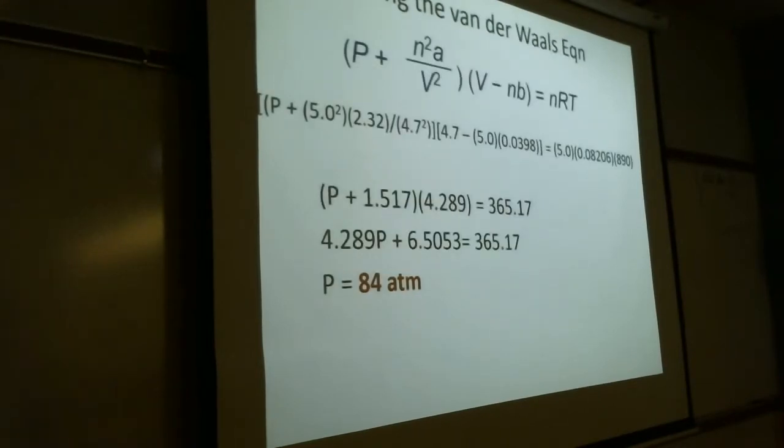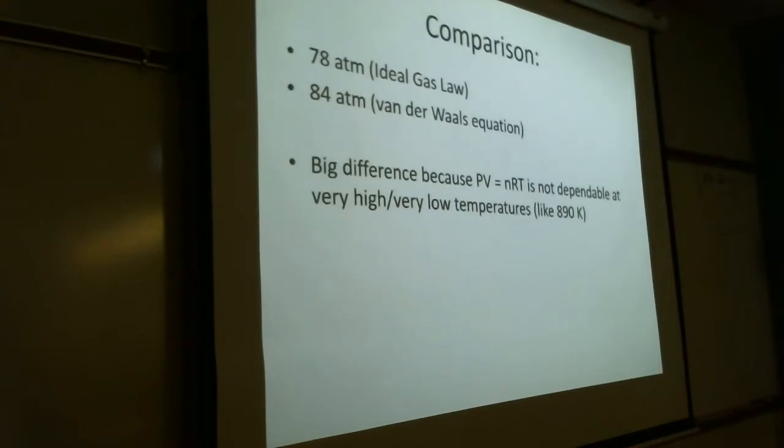Is that a significant difference? It's a really significant difference, right? So if you're at an extreme of high pressure, or really low temperature, you've got to use the van der Waals equation, because the ideal gas law, those little assumptions that we deal with at 1 atmosphere pressure, they really fall apart if you're at a really high pressure. So 78 versus 84.